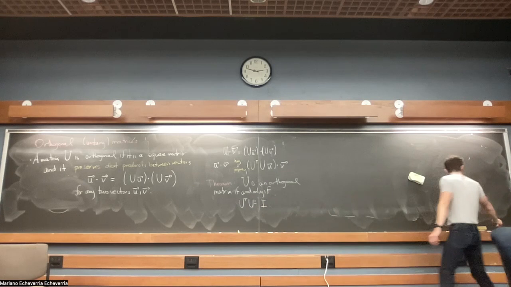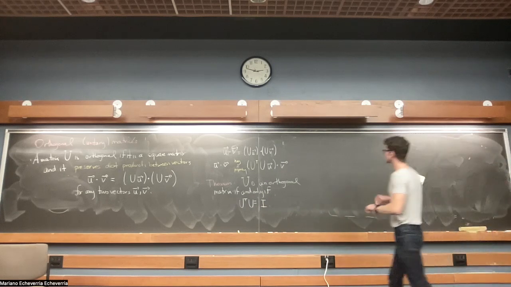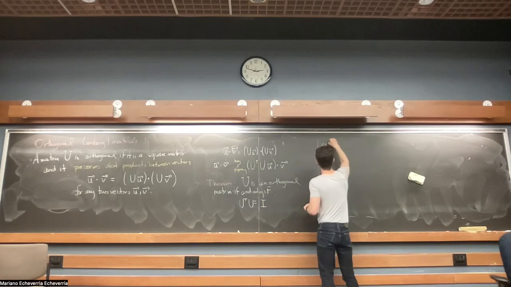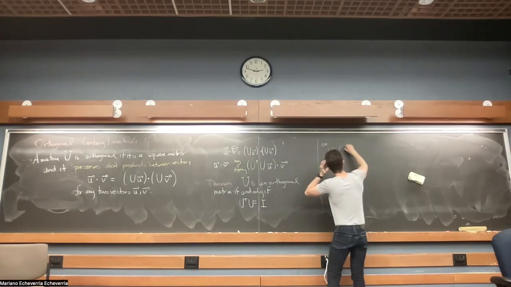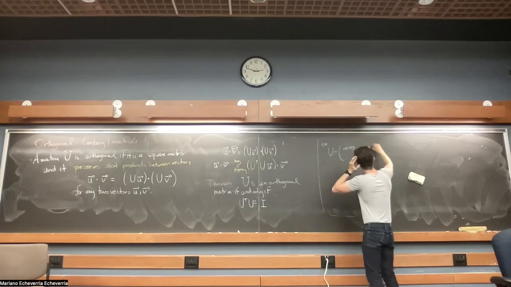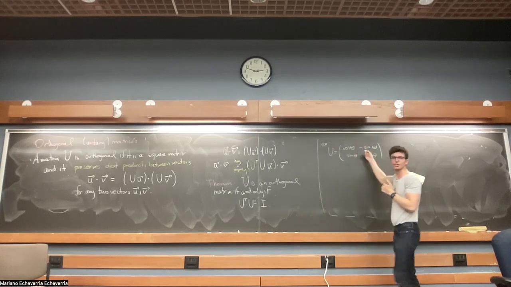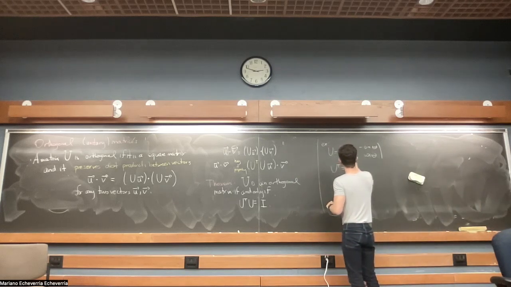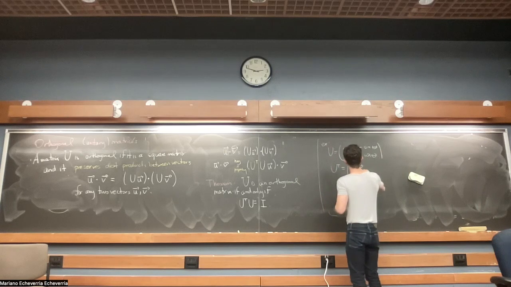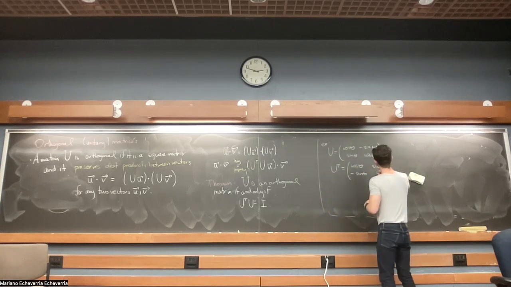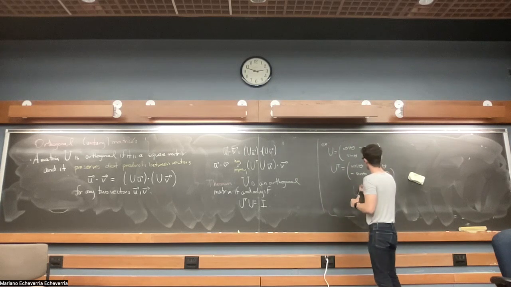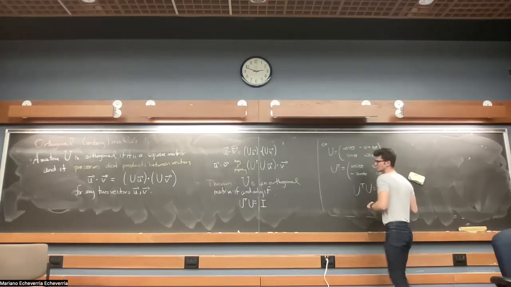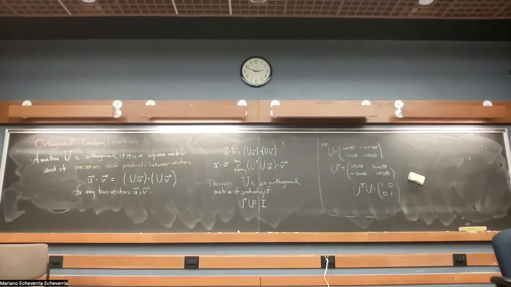Just to give you an example, take U to be cosine theta, minus sine theta, sine theta, cosine theta, which was the rotation by an angle of theta. Then U transpose is cosine theta, sine theta, minus sine theta, cosine theta. It's not too bad to check that U transpose times U equals the identity. It just uses sine squared plus cosine squared is 1, and that's how you get it.